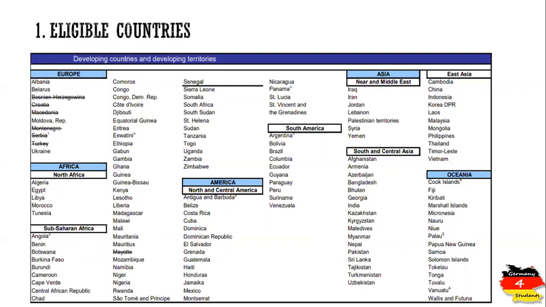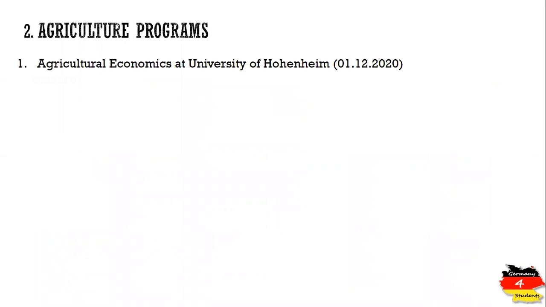So you can easily identify and locate if your country is also among the list, and if you have figured it out and if you have seen that your country is listed in this particular list, then you are able to apply for these scholarships. And now we move to the agriculture programs.